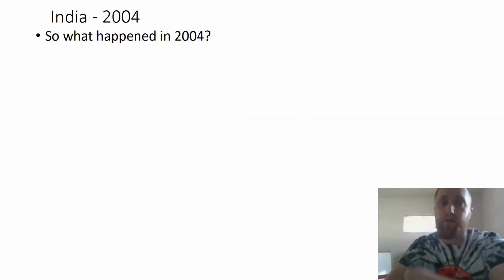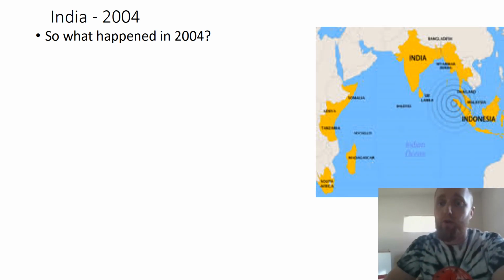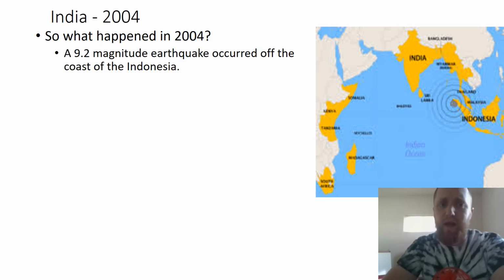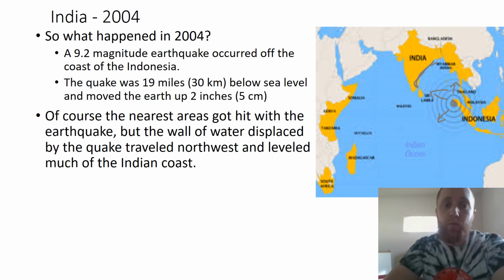So in 2004, there was a really, really large earthquake off the coast of Indonesia right here. It was magnitude 9.2. When that earthquake occurred, a ripple was sent out, just like in any other pool or body of water, in all of these different directions. Indonesia obviously had to deal with the earthquake, but everyone else, specifically this coast of India right here, had to deal with the massive wave or wall of water that was headed their way. It moved the Earth's crust up about 2 inches. It was a very, very large earthquake.